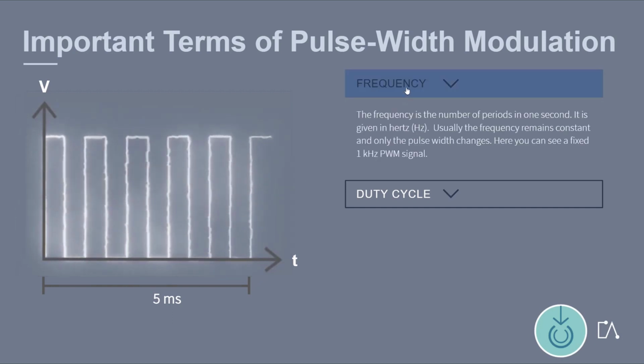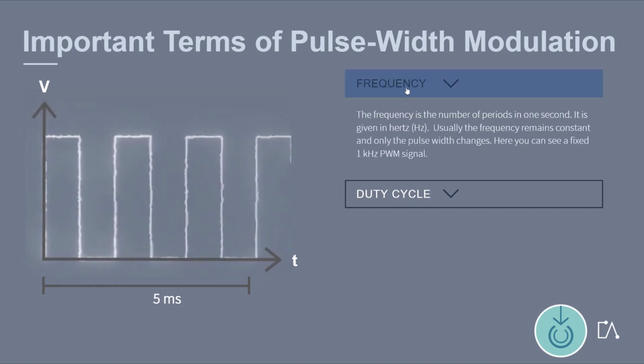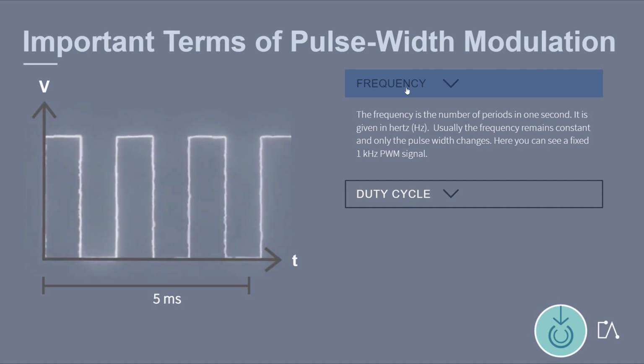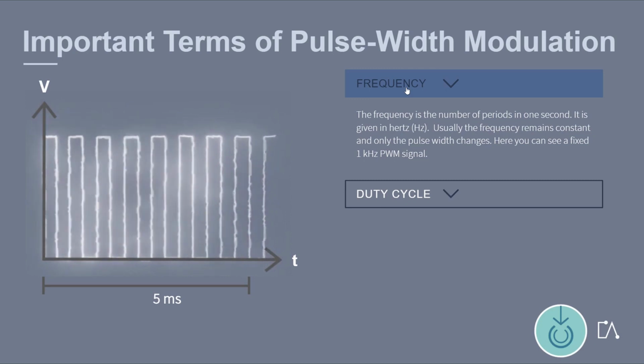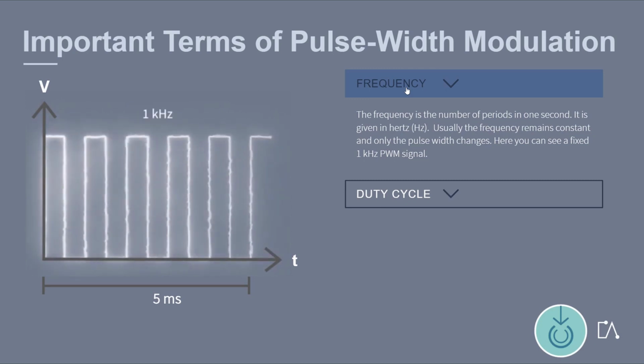The frequency is the number of periods in 1 second. It is given in hertz. Usually the frequency remains constant and only the pulse width changes. Here you can see a fixed 1 kHz PWM signal.